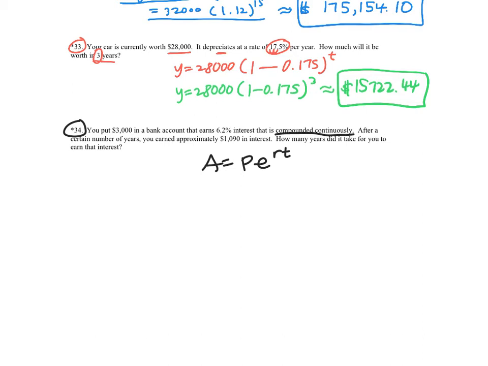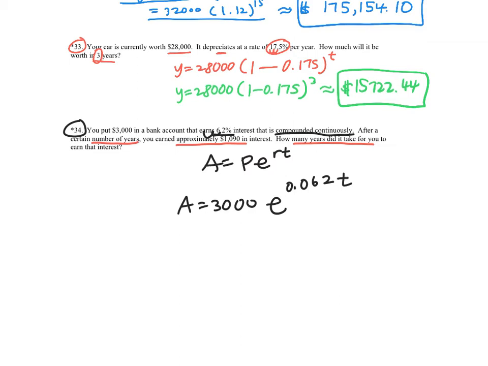Okay, so let's see what we know. It says that you put $3,000 in an account with 6.2% interest, so it's going to be 0.062. And then you would have your t here. After a certain number of years, so we're going to solve for t because it says after how many years, you earned approximately 1,090 in interest.